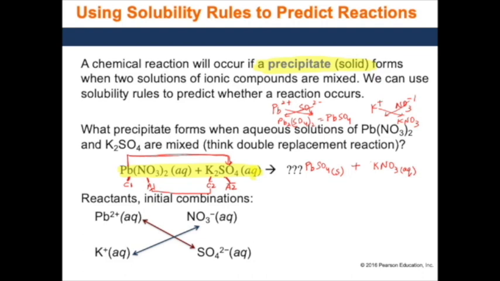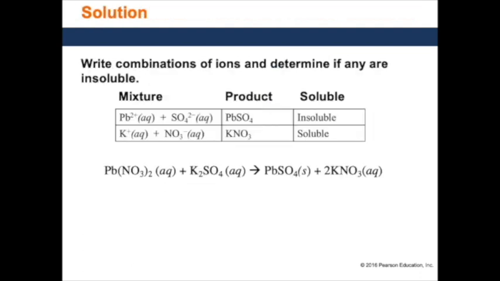So now if you mix these two solutions together, they are both aqueous, meaning they're liquid. When you mix two liquids, this particular solid will start appearing, and that solid is called a precipitate. So this solubility chart can help you predict what would be your reaction products.